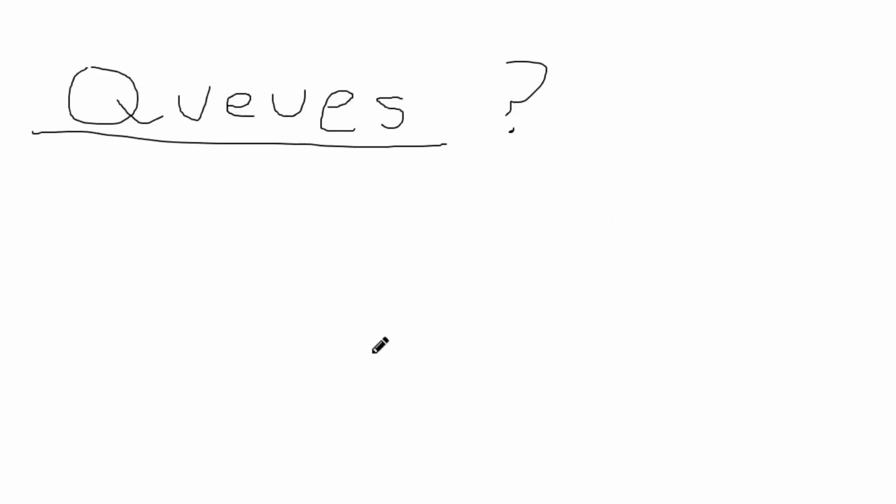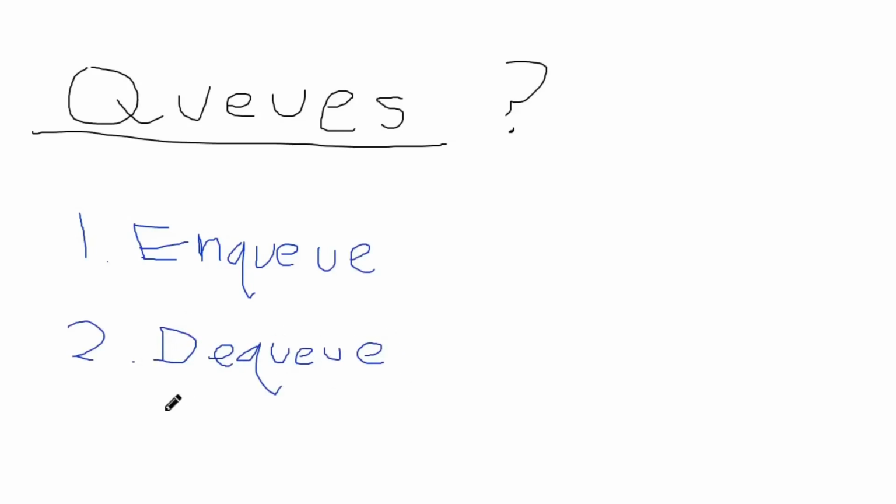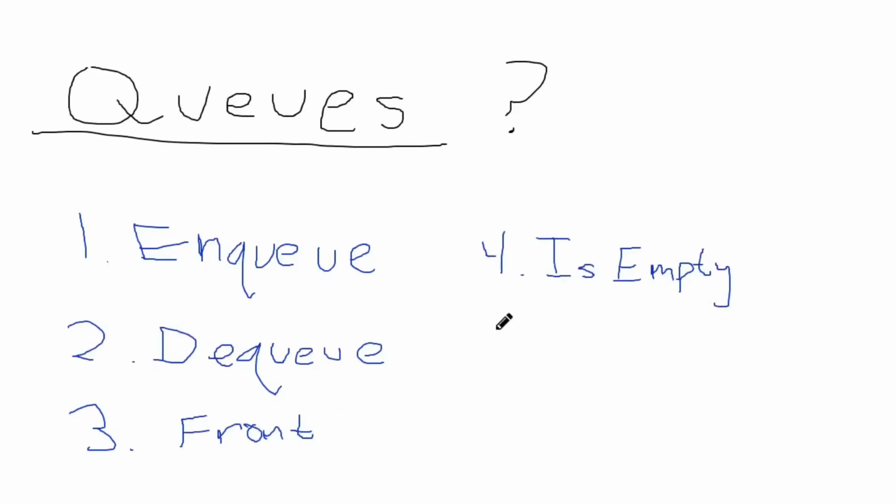All right, so some of your basic operations. You got enqueue. Let me just take a sec to write this. You got dequeue. You got front. You got is empty. And you have size.